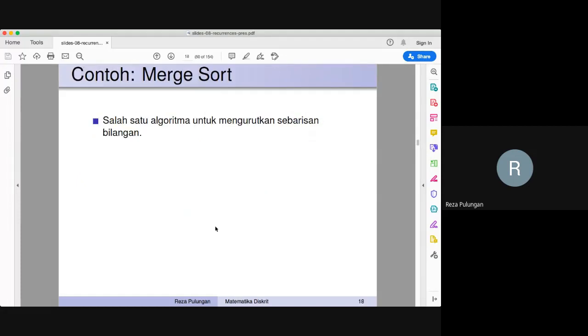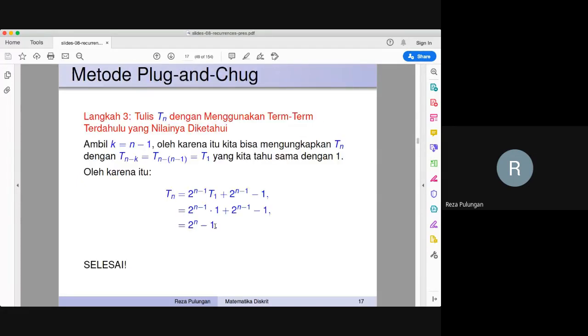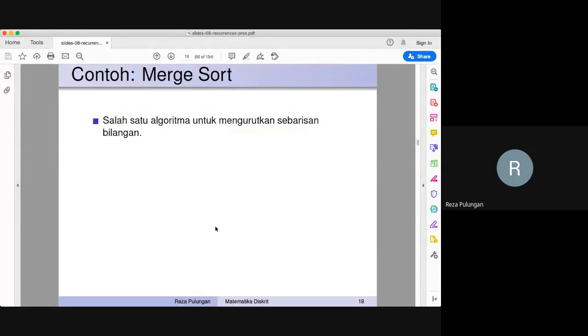Okay? Now, let me continue with one more example before we have a short break, and then we can continue with linear recurrence. Yeah? And I will go a little bit faster here. This is called merge sort. I will not describe to you what merge sort is. You can read it yourself. I will go right away to the recurrence.